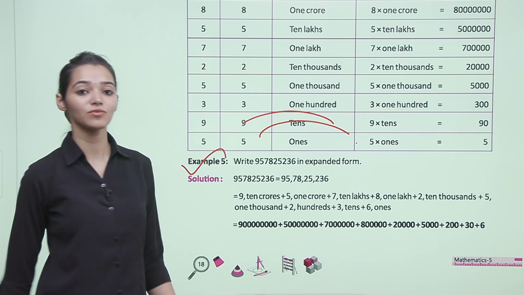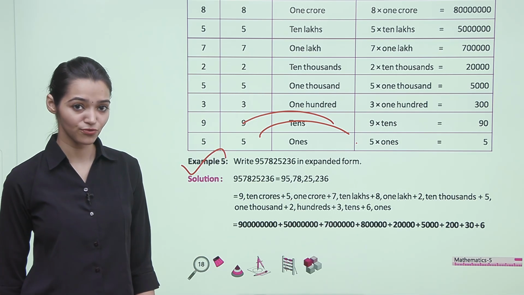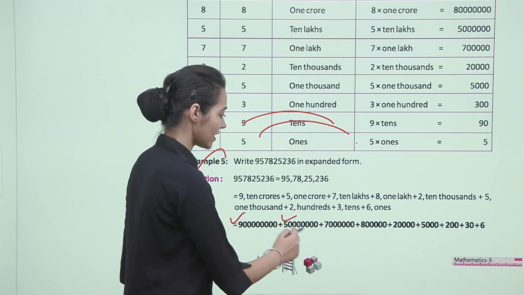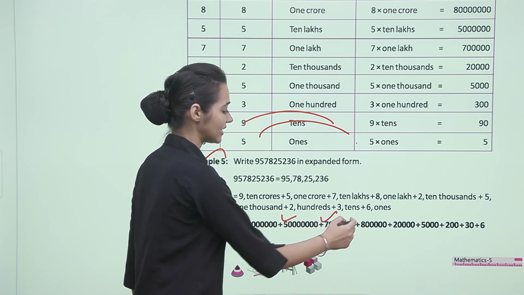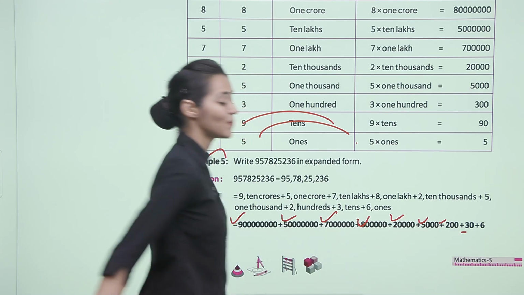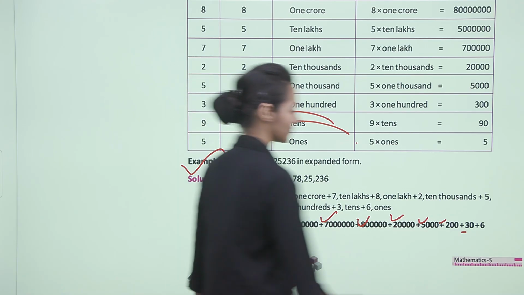Now let's look at example number 5. We have to write this in expanded form. So for the expanded form, we write it as 90 crore plus 5 crore plus 70 lakh plus 8 lakh plus 20,000 plus 5,000 plus 200 plus 30 plus 6.